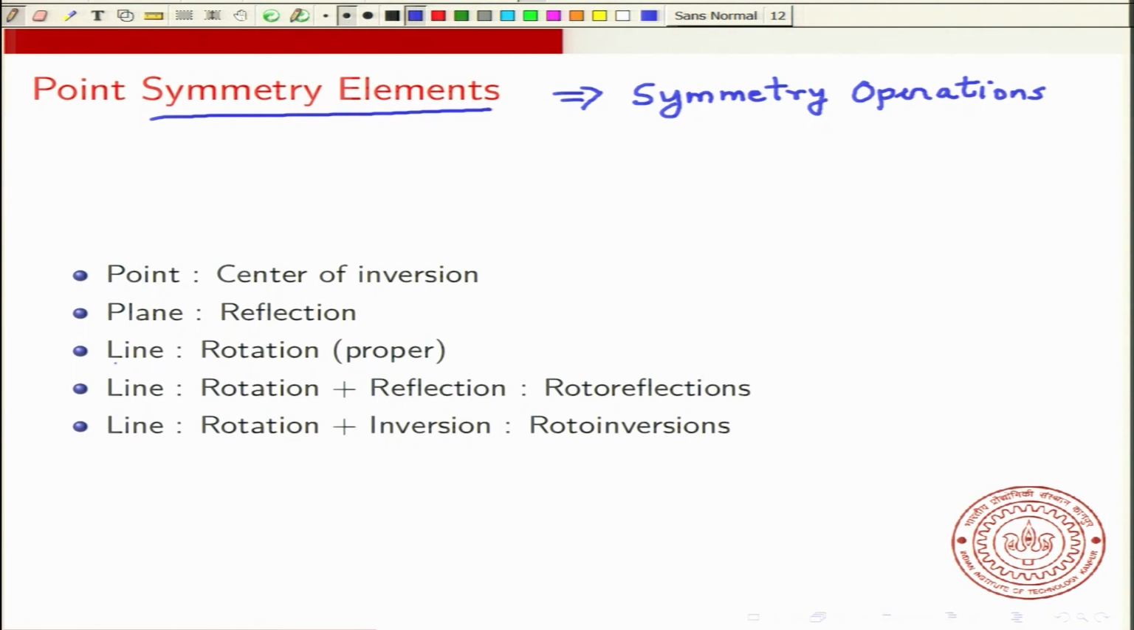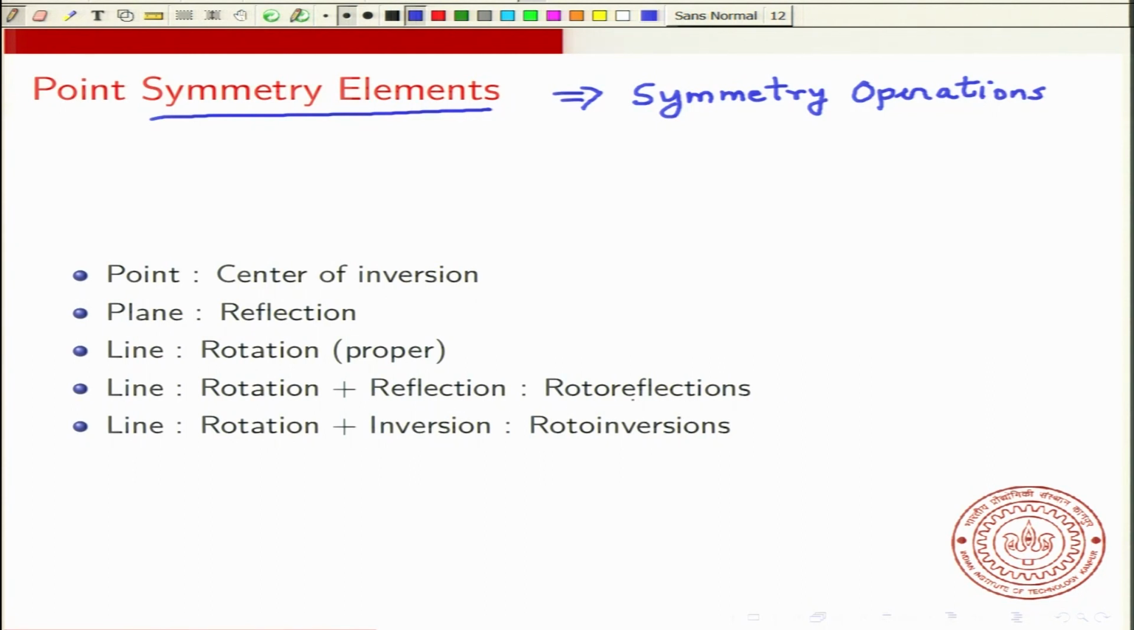Then you could have a symmetry element that is a line, and you could do a rotation. Sometimes it is called a proper rotation, especially in molecular group theory. You could rotate the entire system about that line, and in that case the line will be called the axis of rotation. You rotate by some number of degrees, so you have to specify by what amount you do the rotation. Now a line can also act as an axis for a rotation followed by a very specific reflection, and we'll see this in more detail.